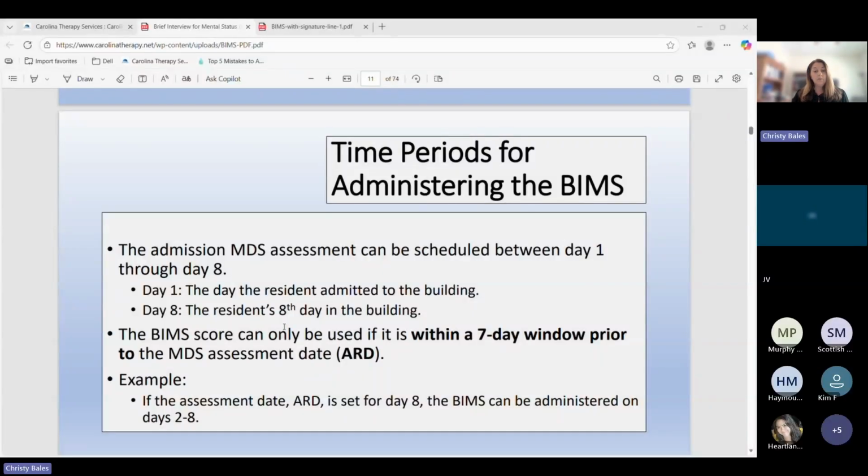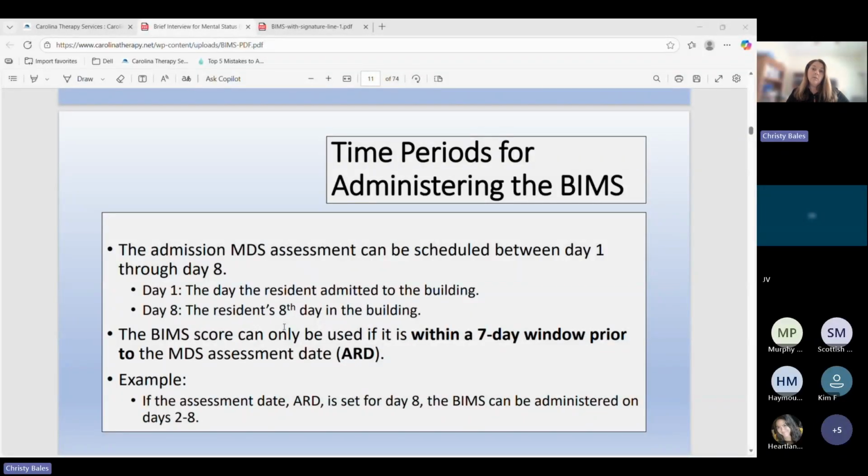We just need to make sure that we know so that we do the BIMS properly at the right time. The BIMS score can only be used if it's within a 7-day window to the MDS. So that's called the ARD. And so if we do it on day 1 and they use day 8, it won't count. So we need to make sure that we are assessing them at a time where it will be captured.